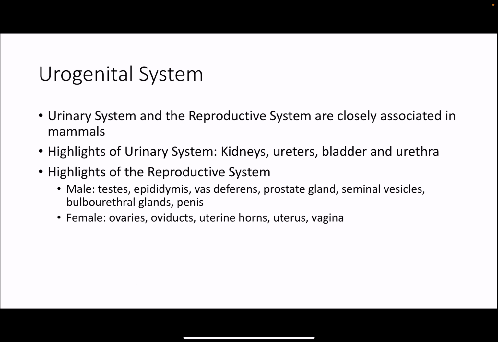So both of these systems are closely associated in mammals, and they actually share some structures, despite performing two very different functions. In the urinary system, the kidneys function along with the bladder to produce and store urine. The ureters and the urethra are tubes in the system that act as conduits between these two organs. The entire purpose of the urinary system is to remove liquid waste from the animals.